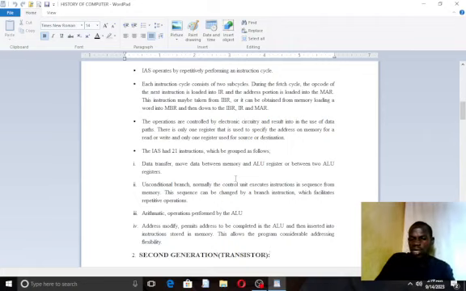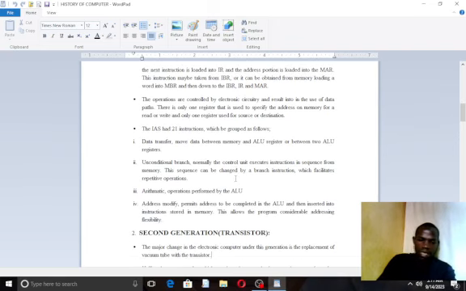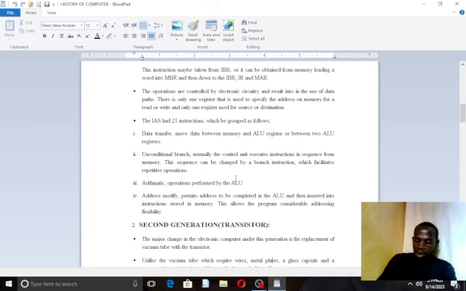Normally the control unit executes instructions in sequence from memory. So this sequence can be changed by a branch instruction, which facilitates repetitive operations. It had the arithmetic operations performed by the arithmetic logic unit, and then the address modify, which permits addresses to be computed in the arithmetic logic unit and then inserted into instructions stored in memory. So this allows the program considerable addressing flexibility. So that is what I can talk about the first generation.